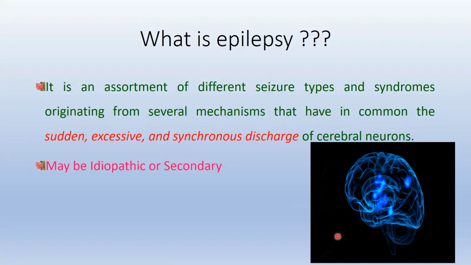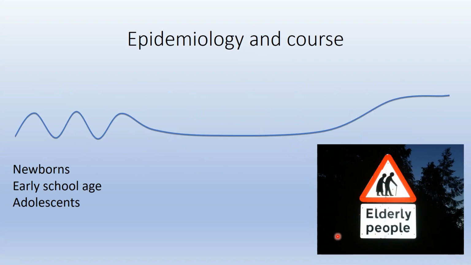Epilepsy is primarily a group of seizures or syndromes which may have multiple mechanisms and all are characterized by the same feature of sudden excessive discharge from the cerebral neurons. Majority of the times this discharge is either idiopathic or secondary. Coming to the epidemiology, usually seizures are highly seen in newborns, early school age kids, as well as in adolescents. The incidence again increases in elderly people.